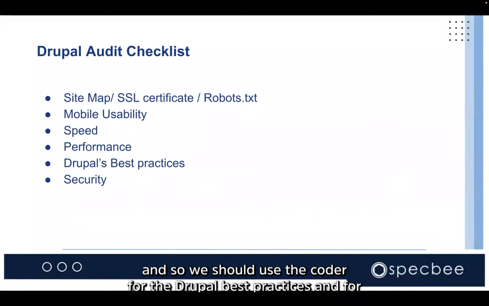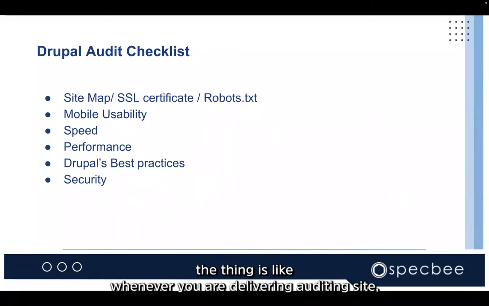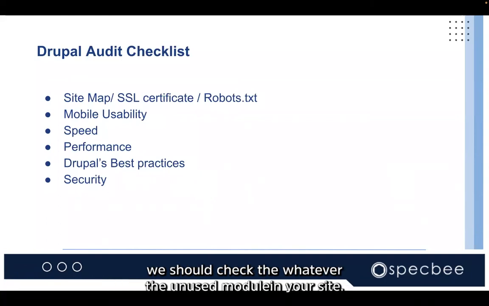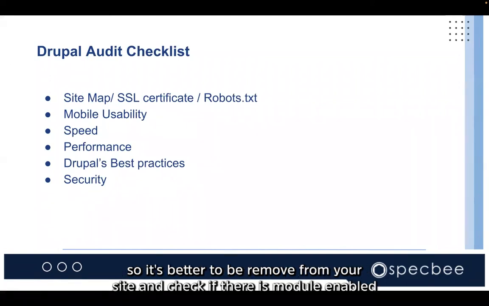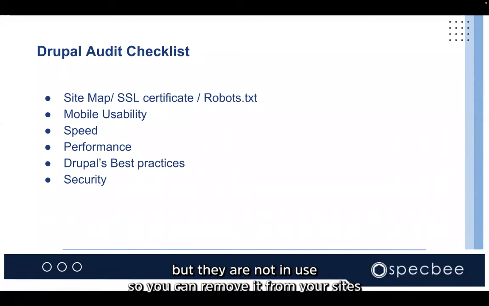Whenever we audit a site, we should check for unused modules in your site and remove them. Maybe sometimes you have just added modules but didn't enable them, so it's better to remove them from your site. Also check if a module is enabled but not in use, and remove it from your site.